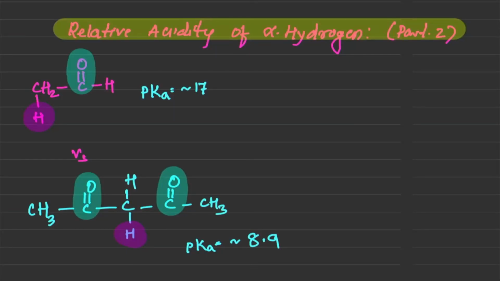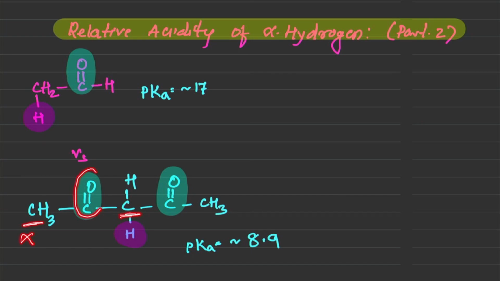Hello everybody, in this video we will discuss relative acidity of alpha hydrogens. So let's quickly recap. Which one would be our alpha carbon atom? The alpha carbon atom would be the carbon atom that is right next to your functional group carbonyl. In this case, we have two possible alpha carbon atoms.